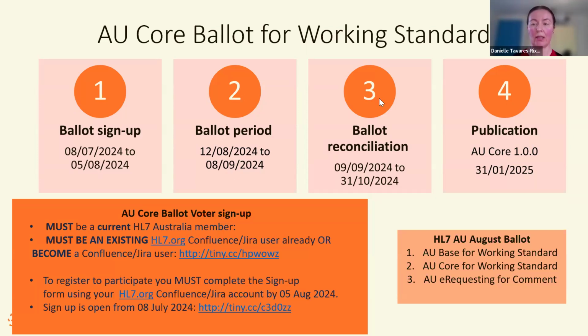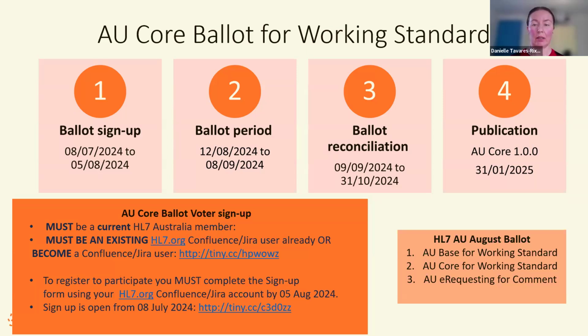I'll also remind everyone here that even if you are not going to be voting, that does not mean that you can't participate or that you can't provide valuable feedback into AU Core at any point in time. Feedback can be submitted on AU Core using the links at the bottom of each page, which look like "propose a change", and that will then be added to the JIRA backlog, which is actually what is voted on during the ballot period.